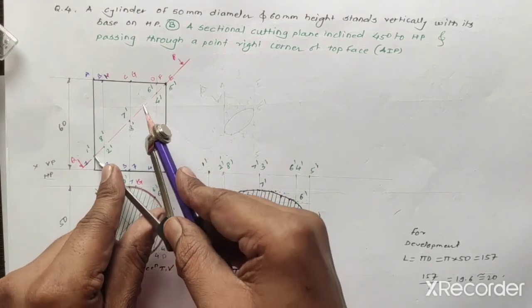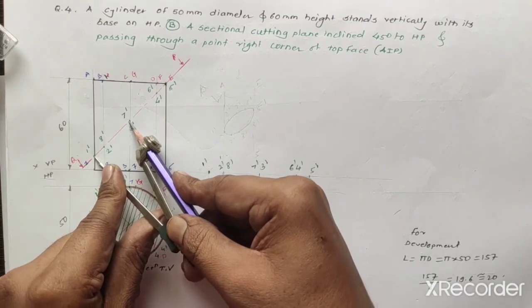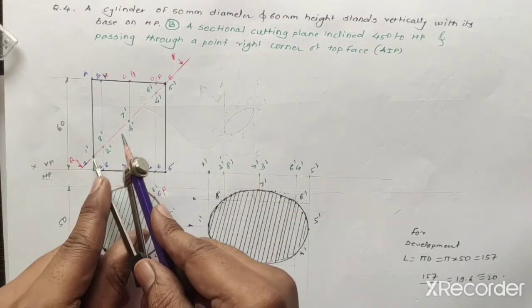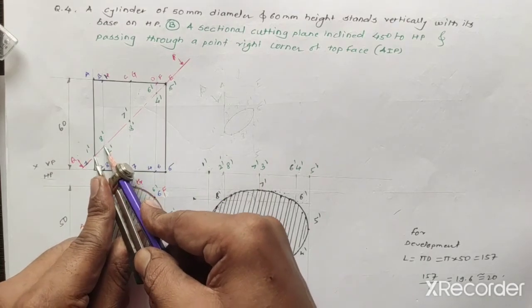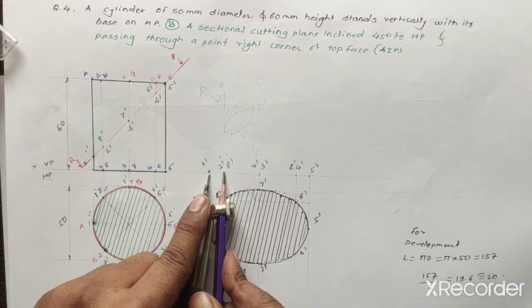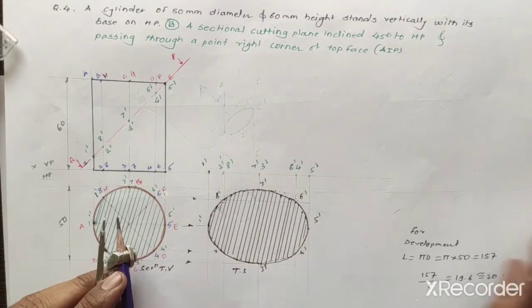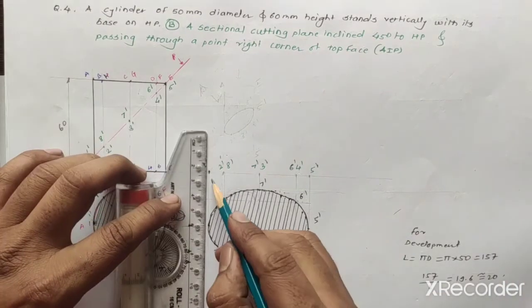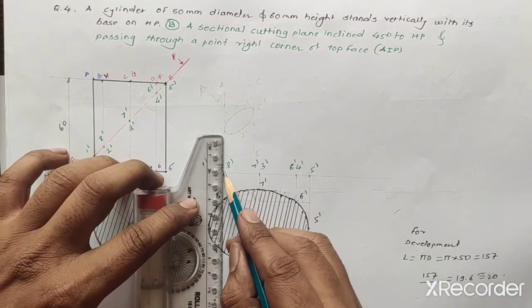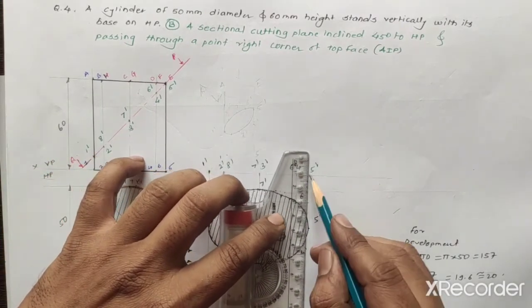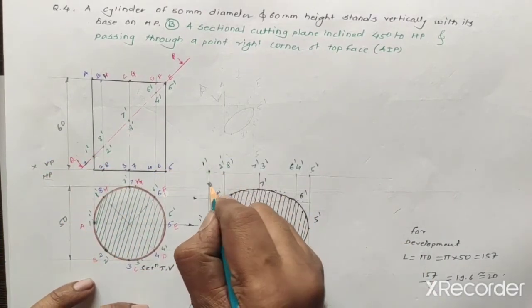In a similar way, for the remaining points, mark 1 dash to 7 and 3, and the last point, 1 dash to 8 and 2. So all these points, initially mark on the XY line, then draw the vertical faint lines in the downward direction.